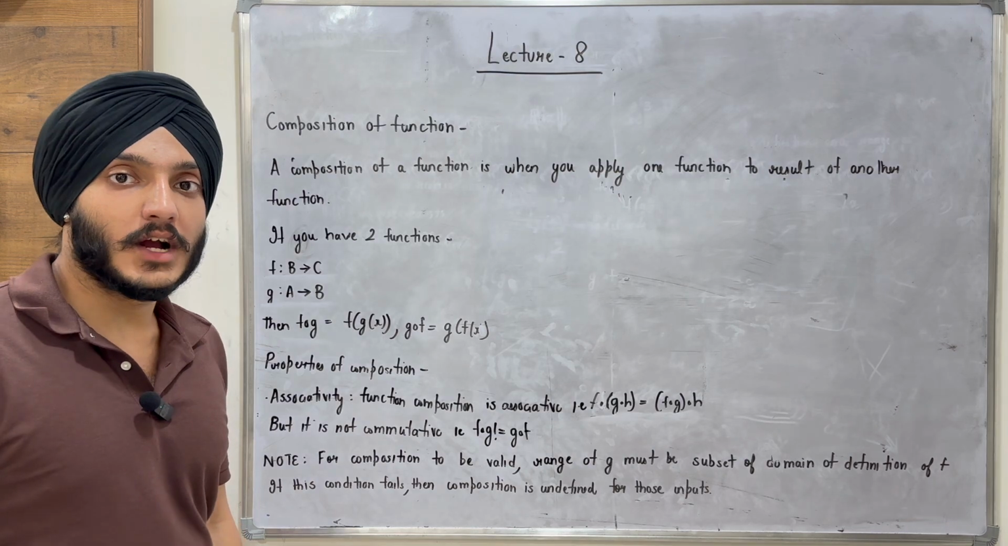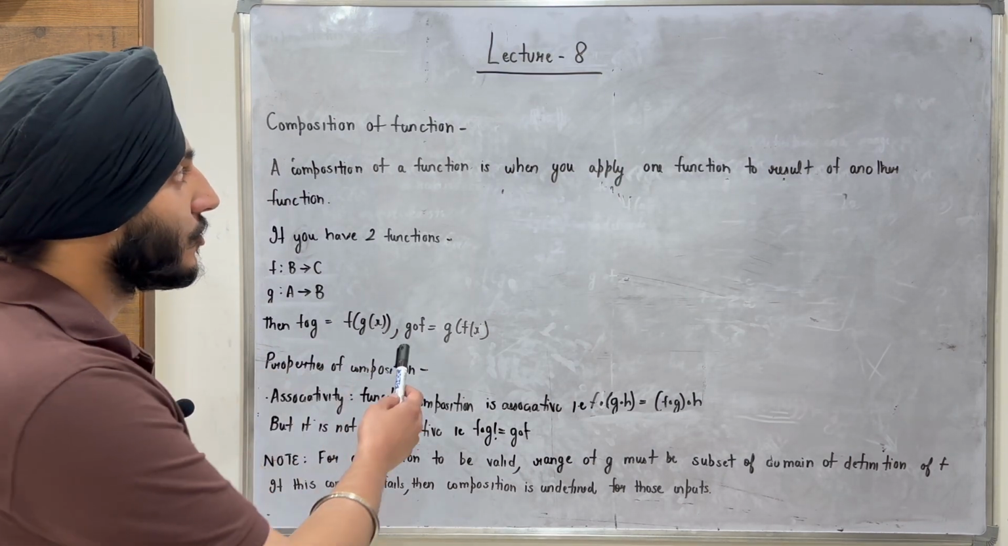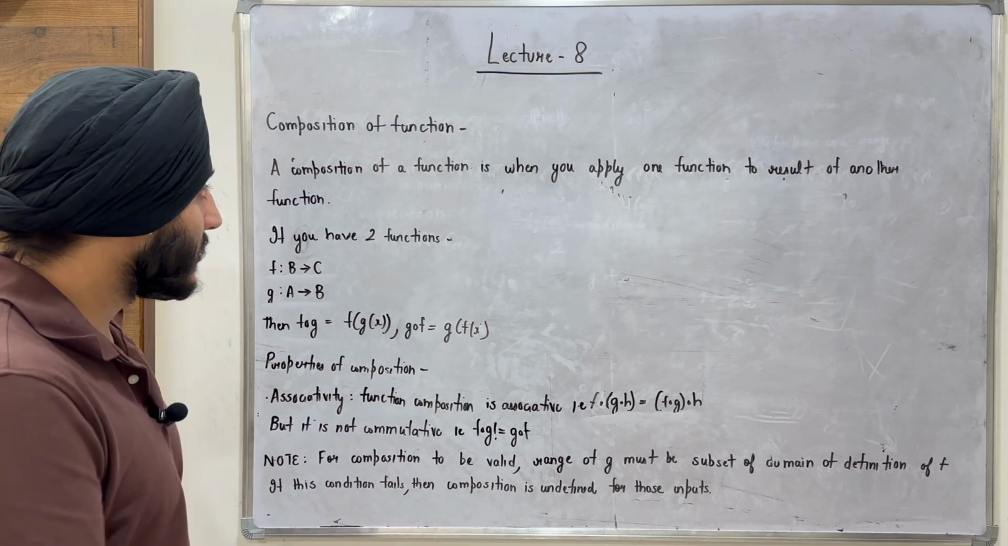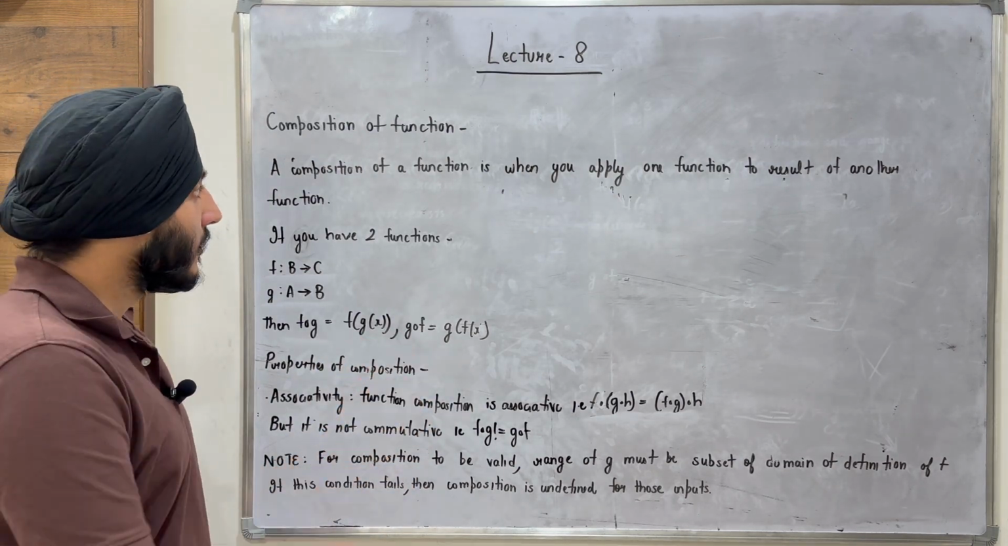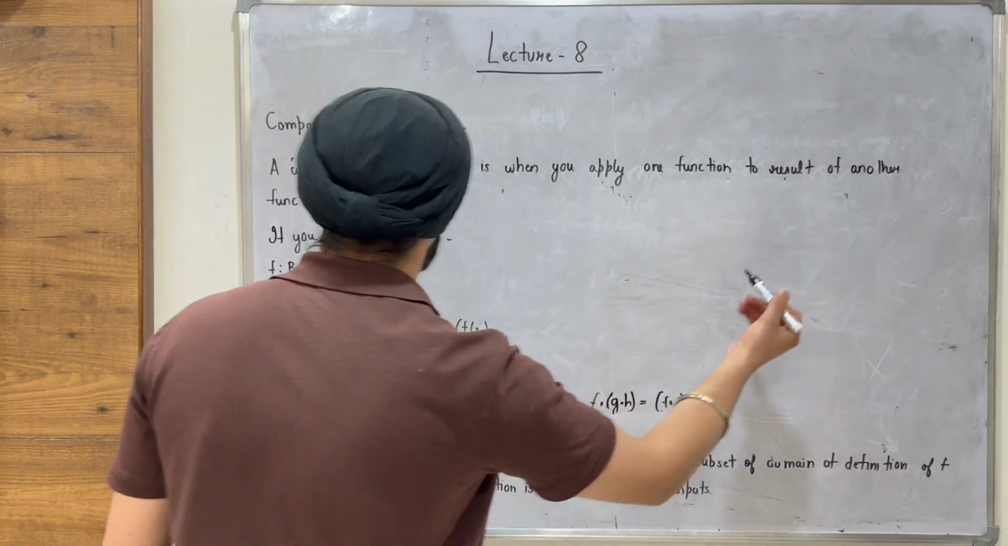In the last lecture, we covered the inverse of functions, and in this one, we will be covering the composition of a function. So let's start with the definition of a composition. A composition of a function is when you apply one function to the result of another function.